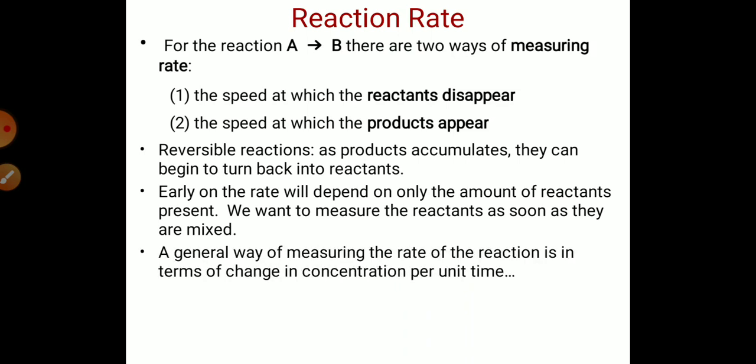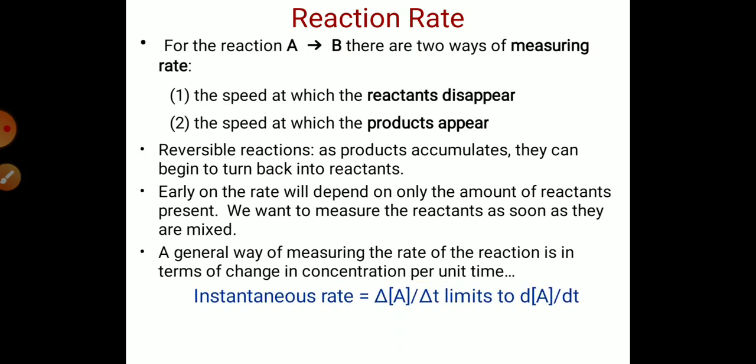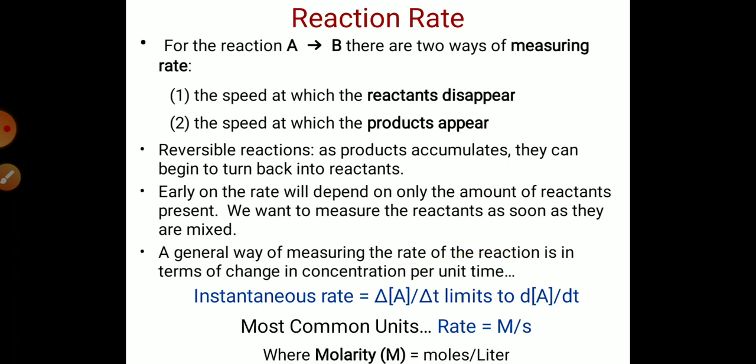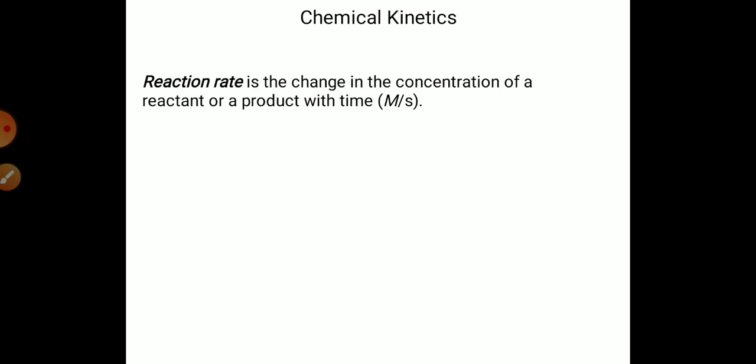A general way to measure the rate of reaction is in terms of the change in concentration per unit time, which in the limit is d[A]/dt. The most common unit for rate is M/s, which is mole per liter per second, where molarity is mole per liter. So the reaction rate is the change in the concentration of a reactant or a product with time, in mole per liter per second.